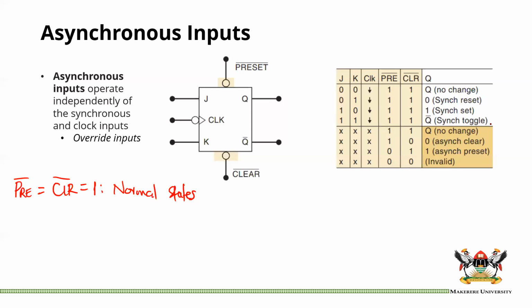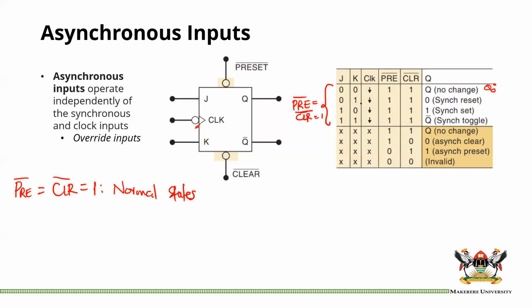So you can see that this range is pre equals clear equal to 1. When this is the case, your synchronous inputs will operate as we expect them to. So you have J is 0, K is 0. That should be no change, but it is an NGT. Okay, so you have your arrow going down there, and you have no change, Q naught, down here.